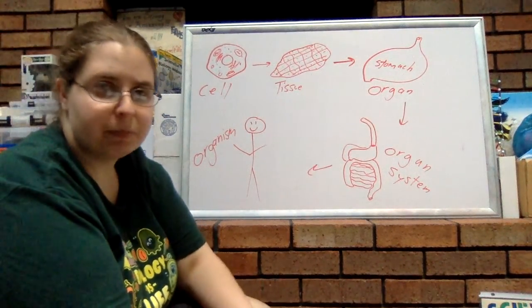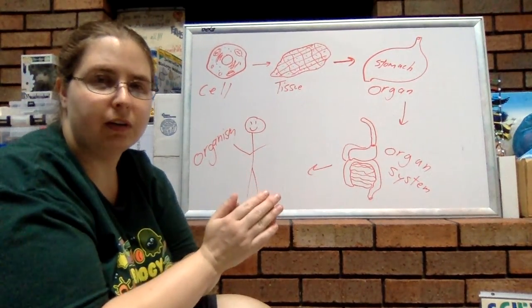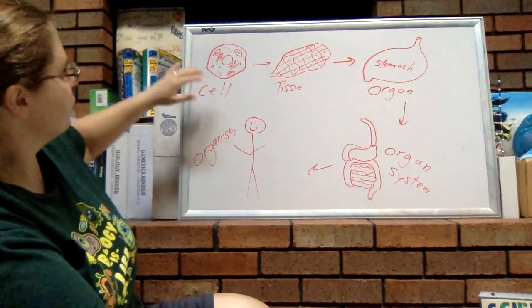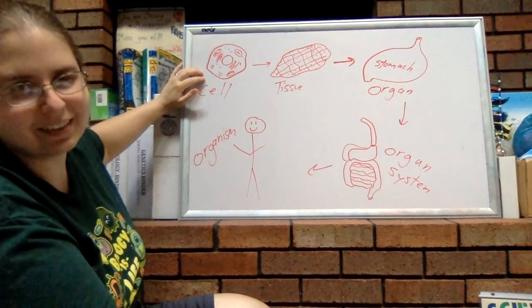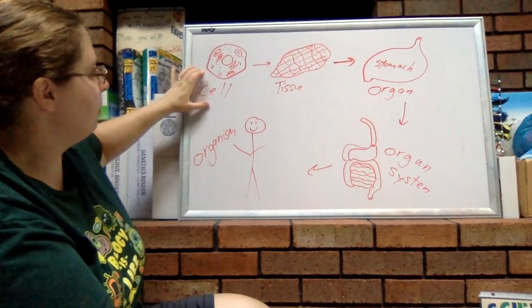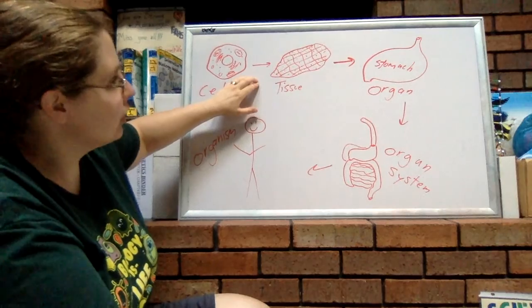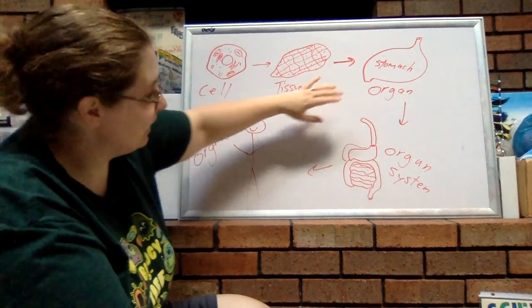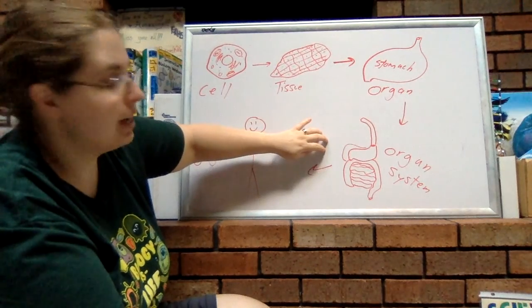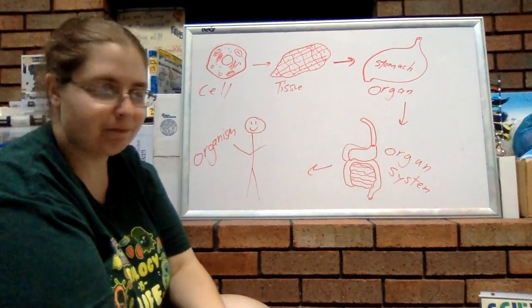So again, just like before when we talked about any other kind of organization, look at how it starts off small and gets bigger. One cell is the smallest unit of life. A bunch of cells working together create tissue. A bunch of tissues working together create an organ. A bunch of organs working together creates an organ system. And a bunch of organ systems coming together make the organism.